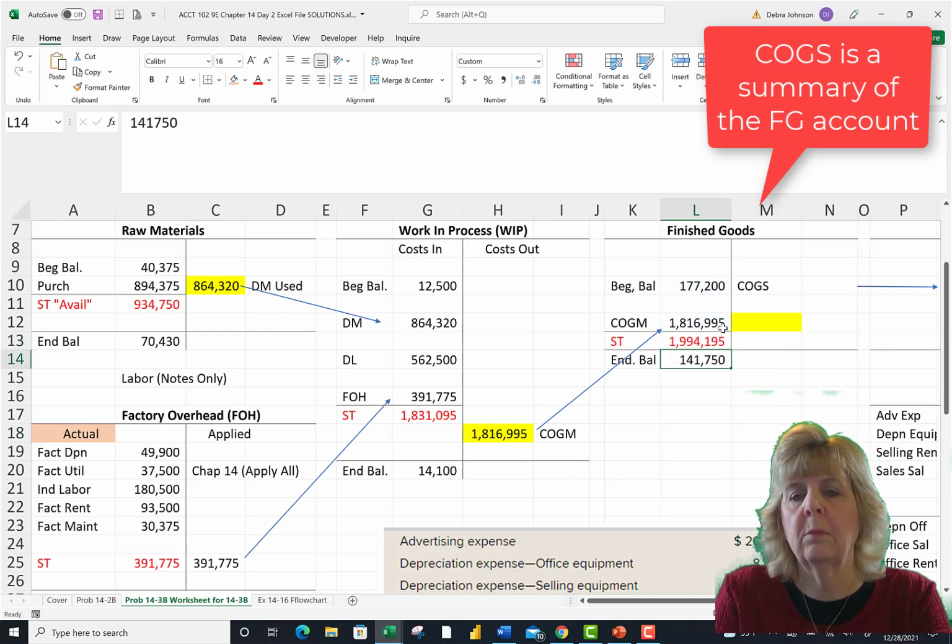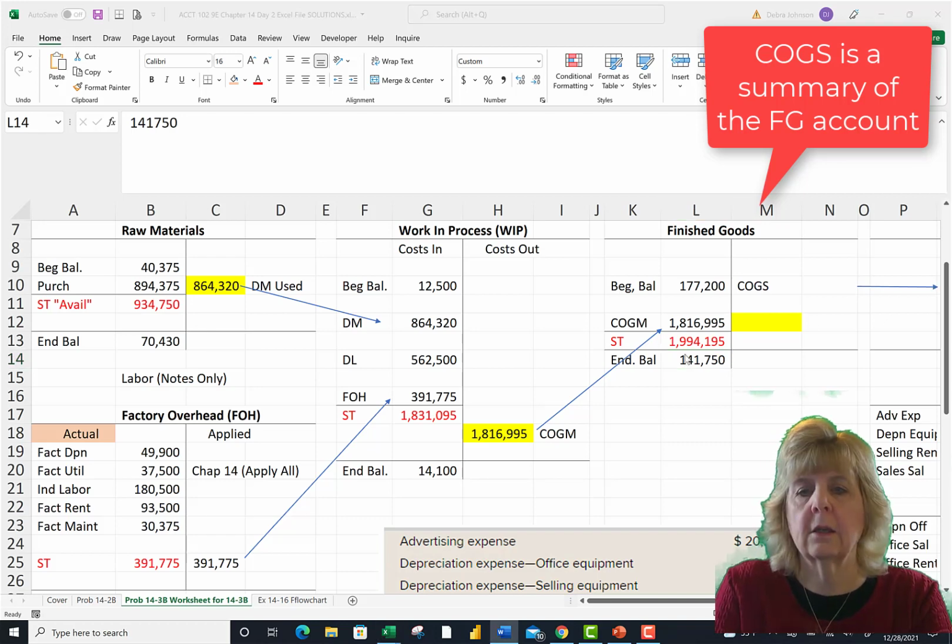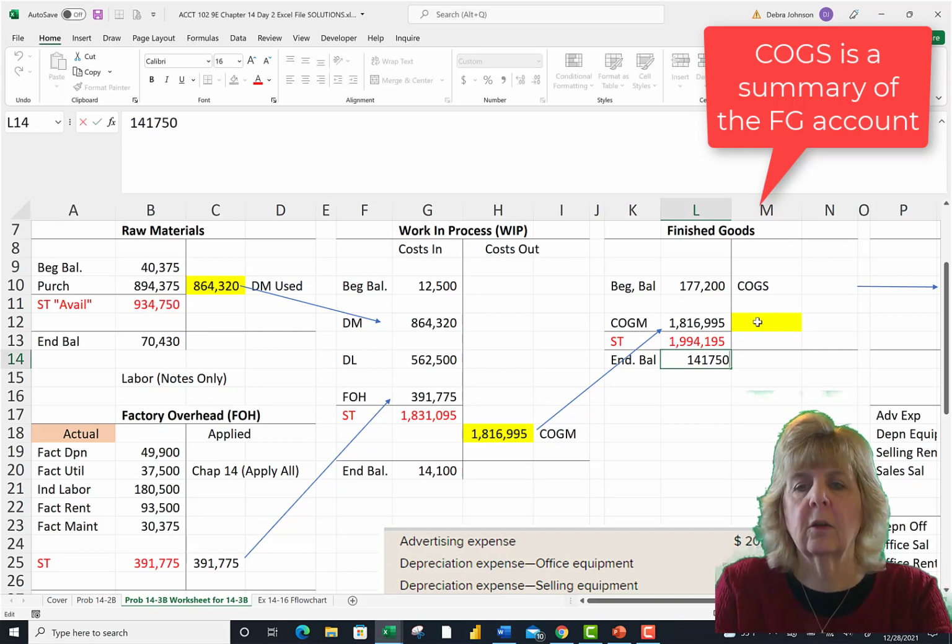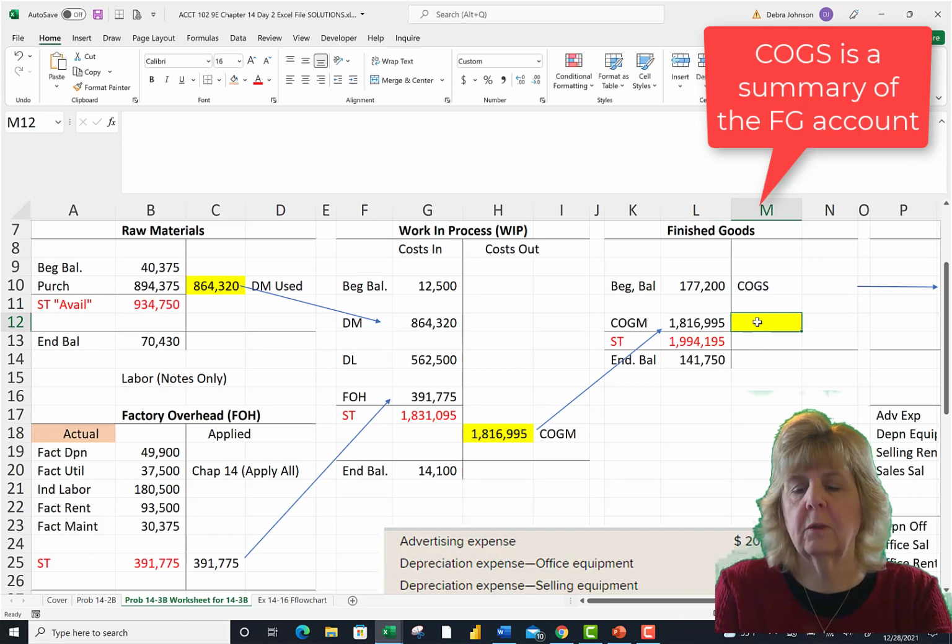I got 1,994,195, and I'll go ahead now and take a look at the difference between all the costs that went through the warehouse and the ending inventory, which means unsold. It's still sitting around in the finished goods warehouse. So the difference between these two amounts is our last yellow box, which is cost of goods sold.